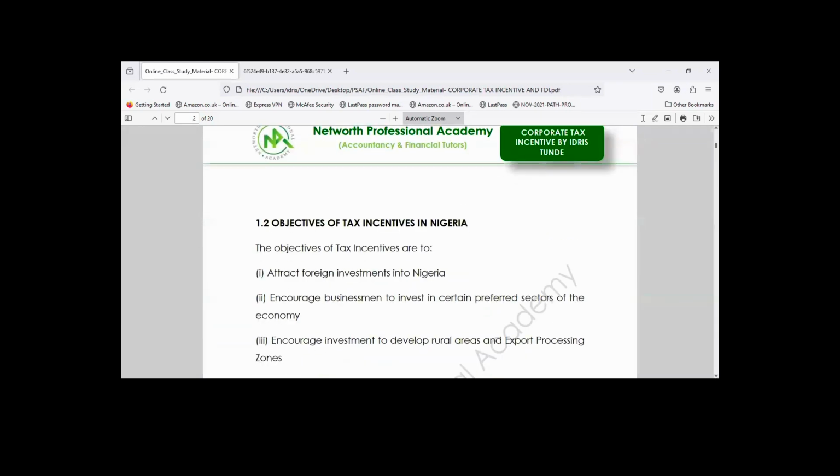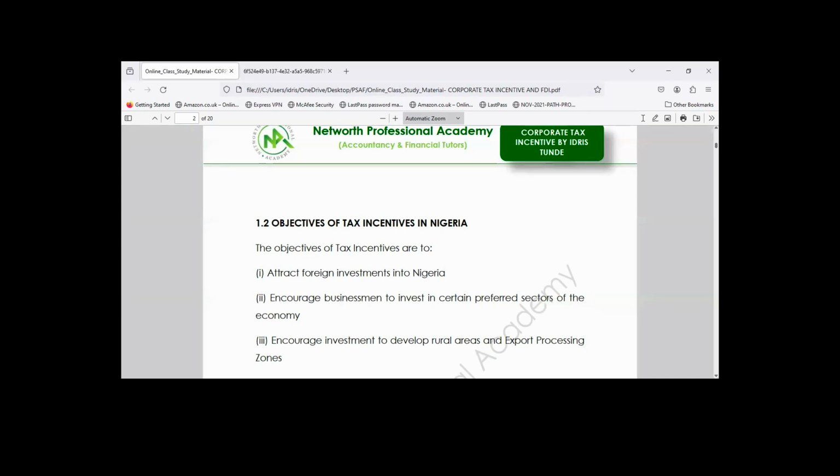So, objectives of tax incentives in Nigeria. Why do we give tax incentives in Nigeria? What are the objectives of tax incentives in Nigeria? Number one objective of tax incentives in Nigeria, to attract foreign investment into Nigeria. To attract what? Foreign investment into Nigeria. That is the number one objective of tax incentives.